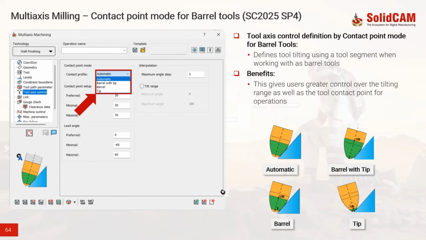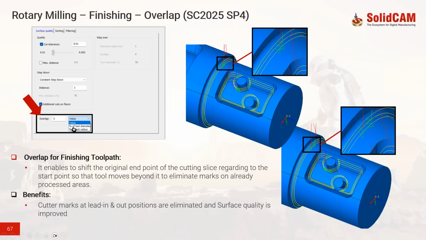Some lead in and lead out options in the rotary milling for roughing. You can ensure a much smoother entrance, especially to the open contours. Very nice option. And also, when you have rotary milling for finishing, very needed. Many times it happens that you will still remain some material or stock left. And now you have an option to just ensure that there is an overlap. So you can define that in value, percentage of the tool diameter, or the radius itself. Very nice.